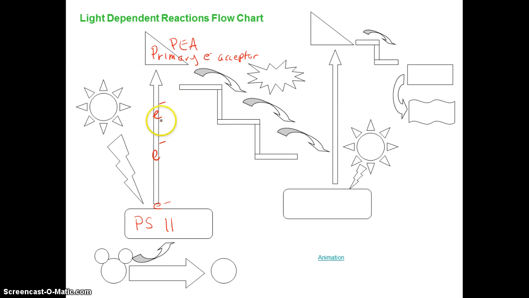Now the reason I have this arrow rising up here is because when electrons get excited, it shows that they increase in energy. And to replace those electrons, we have our water molecule, and our water molecule splits by photolysis into hydrogen and oxygen, and those electrons are replaced by this water molecule, and the oxygen is our waste product. Now, as these electrons are being passed down the electron transport chain, we are creating a hydrogen gradient, remember, to make ATP, and later on by chemiosmosis, ATP will be created.